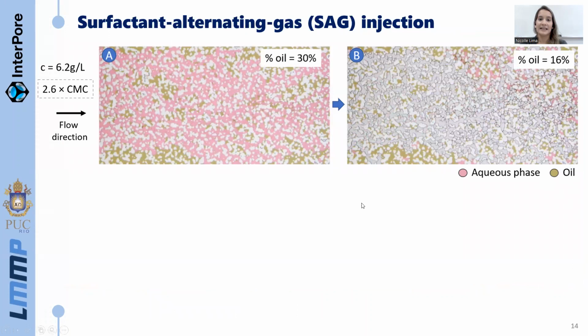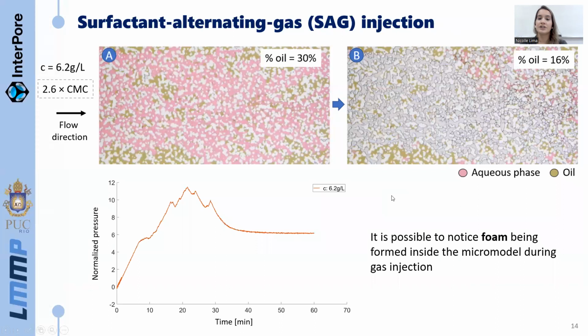After the gas injection, we can see here that the oil remaining was reduced from 30% to 16%. We noticed foam formed inside the micromodel, and this foam was responsible for increasing the oil displacement. The pressure increases as well, reaching a higher value compared with the previous experiment, and also reaches a plateau here.